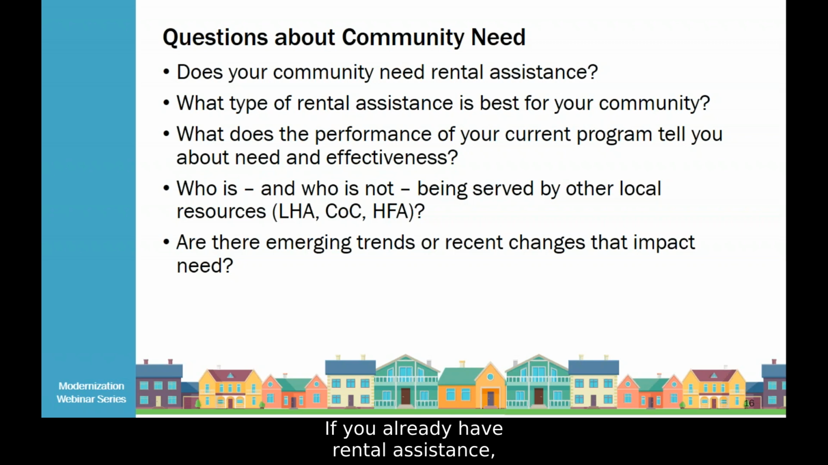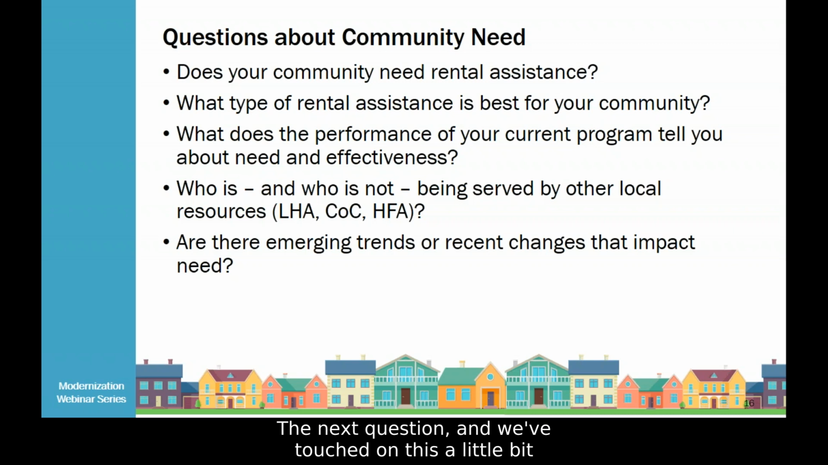If you already have rental assistance or you're already providing rental assistance, then one of the things you can do is take a look at its performance to learn about the need and its effectiveness. For example, if you are currently operating a PBRA program, then the wait list can tell you a lot about the demand for that type of assistance. And you can also look at how and when households transition off your PBRA program. That can be very informative in understanding how well your current program is doing in meeting individual household needs, and really what the demand and turnover is there.